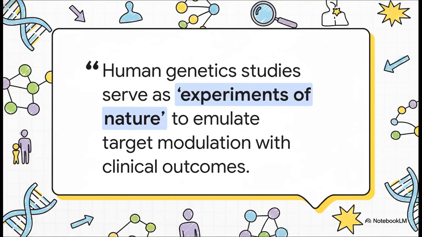The concept of experiments of nature is key here. Genetic variation within the human population results in differing levels of protein function or expression. By studying the association between these naturally occurring variations and disease outcomes, we can, in effect, observe the lifelong consequences of modulating a specific protein. This provides a human-based in vivo model for the potential effects of a therapeutic intervention.